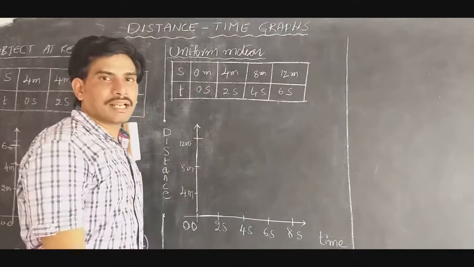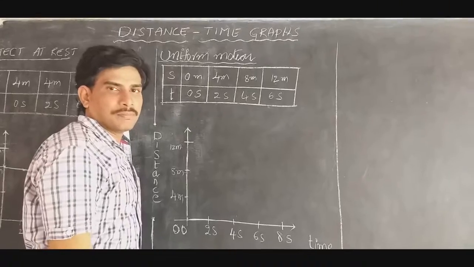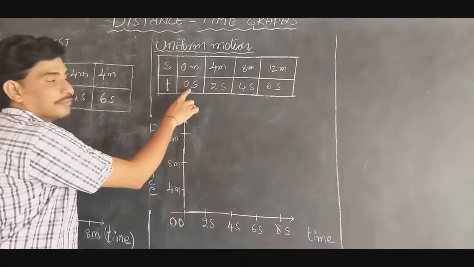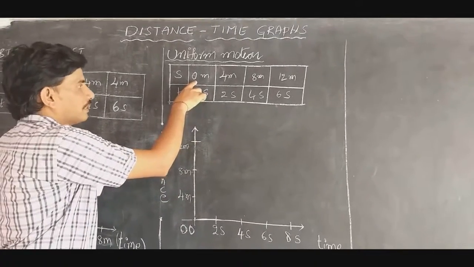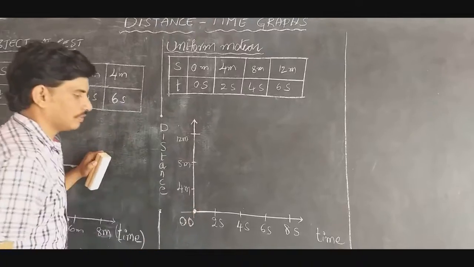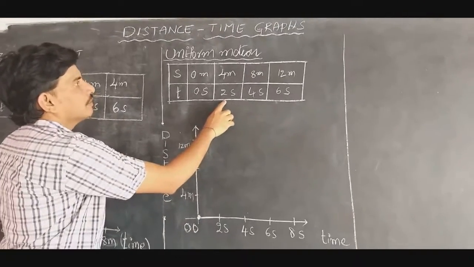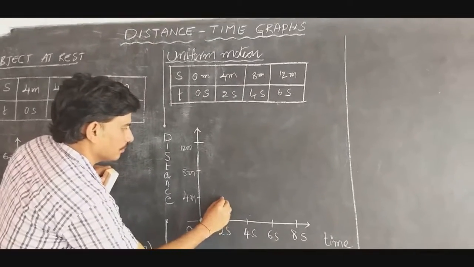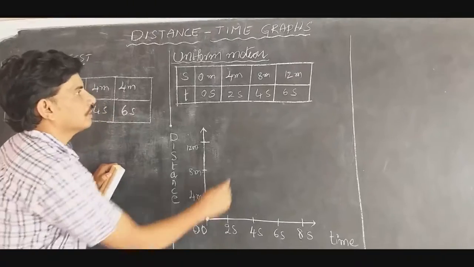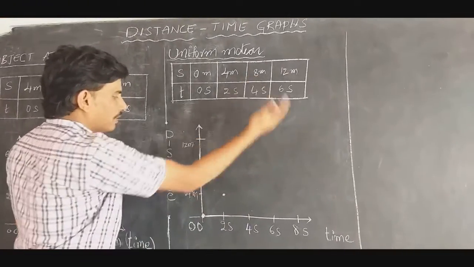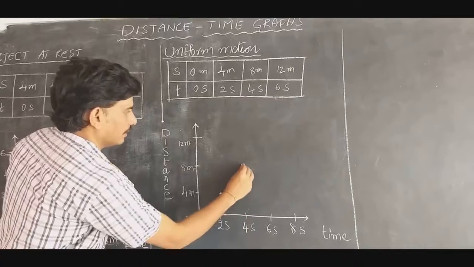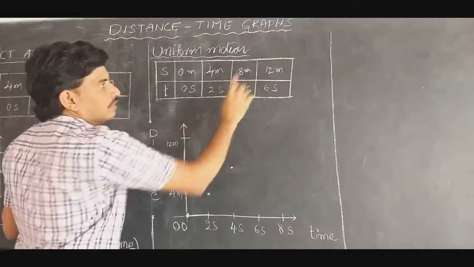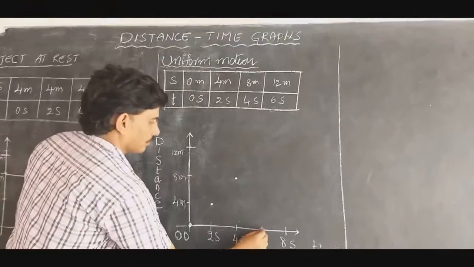If you represent this on graph paper, what type of shape will you get? You will observe. Initially, the position of the object is at rest, that means here. Within 2 seconds, it covers a distance of 4 meters. From 2 seconds, it is at a distance of 4 meters. Within 4 seconds, it is at 8 meters distance. Within 6 seconds, it came to a distance of 12 meters.